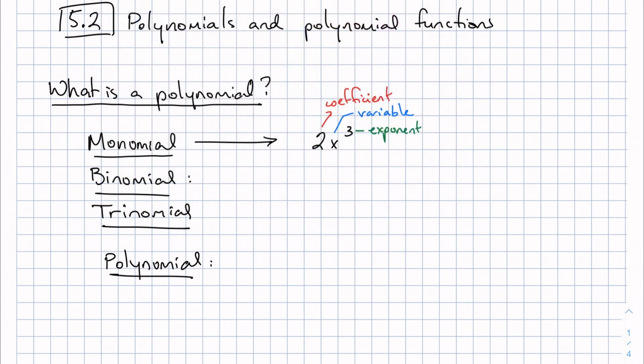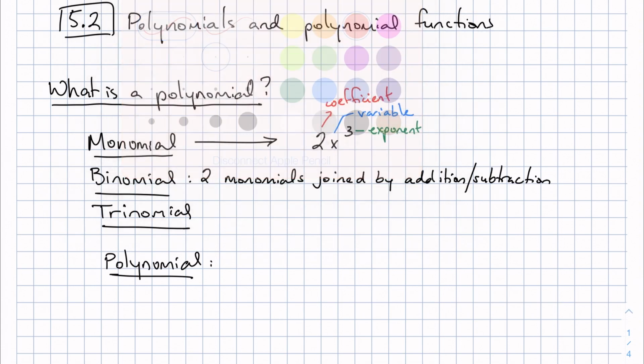Okay, so if you think about different prefixes, mono 1, bi 2, it would make sense then that with a binomial, I have two monomials. And the way we have two monomials is if they're joined together by addition or subtraction. So for example, maybe I have something like 2x squared minus 3x. I have my two monomials, 1, 2, and they're joined together by, in this case, subtraction.